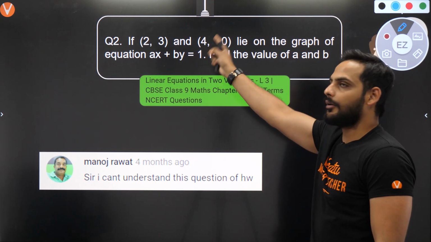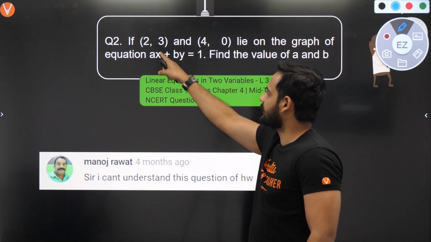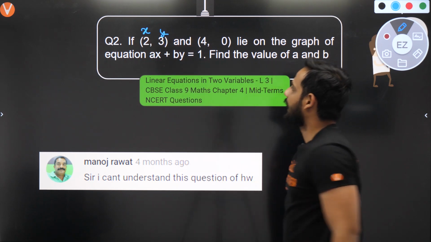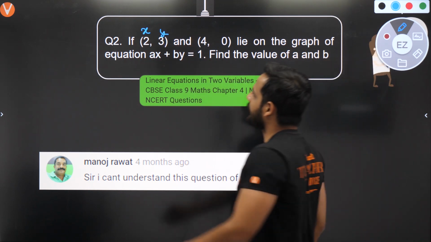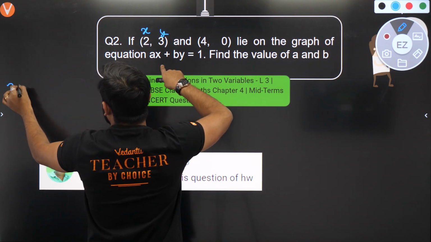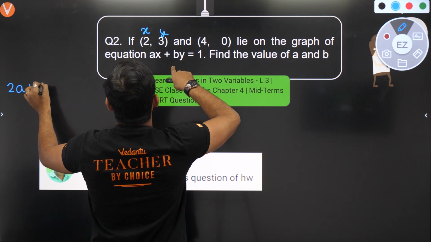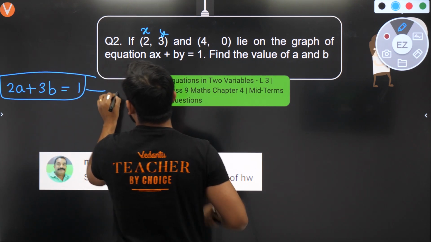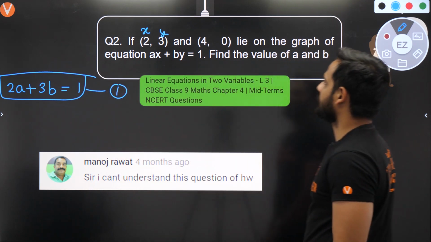First solution is (2, 3). That means in this equation, if I put x = 2 and y = 3, I should get 1. So I can say, put x = 2 and y = 3. So this will become 2 into a, 2a + 3b = 1. This is my first equation.